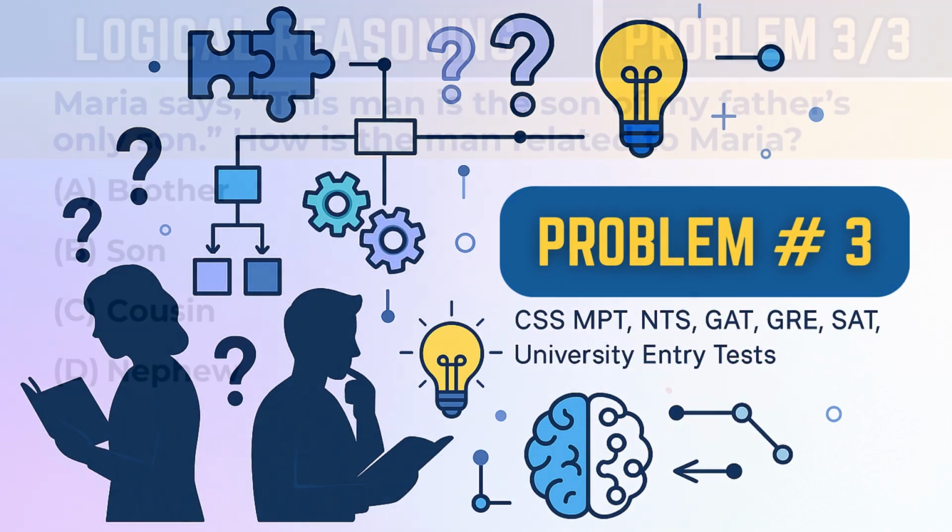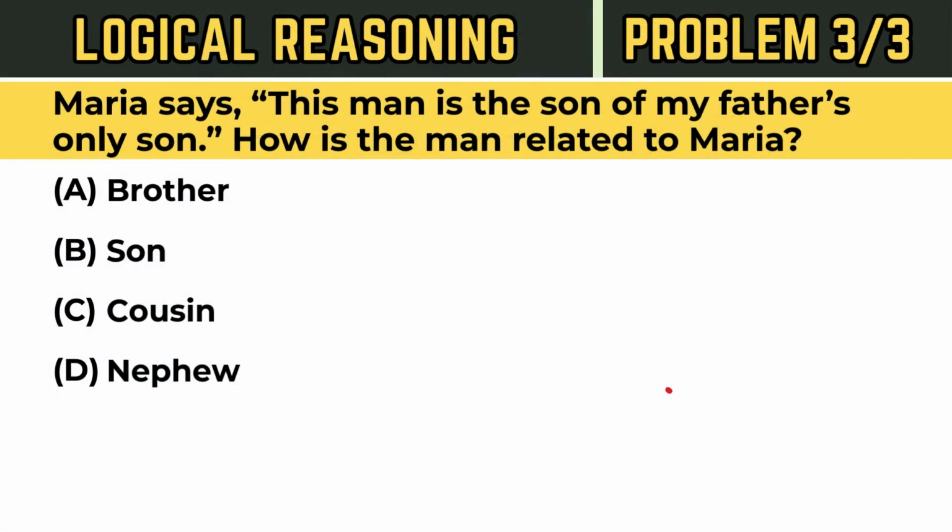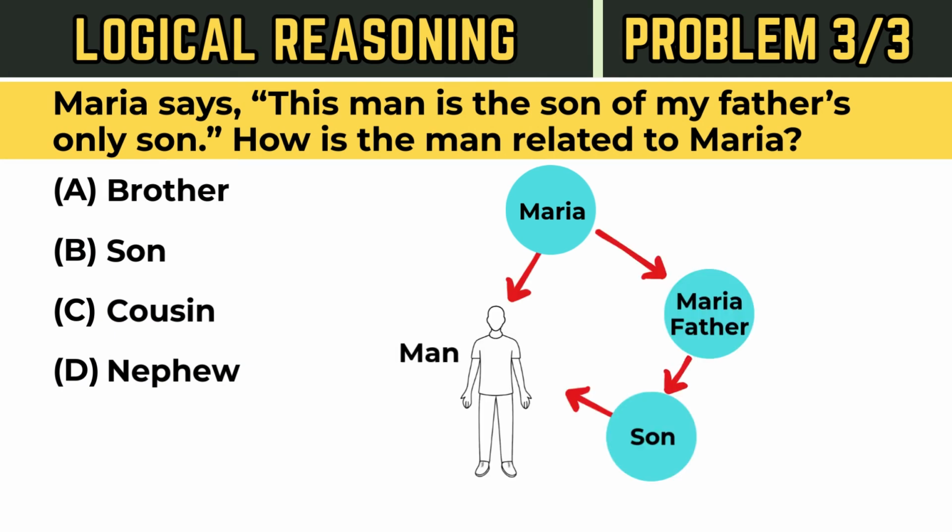Problem number 3. Maria says, "This man is the son of my father's only son." How is the man related to Maria? Now the picture is quite clear. The man's father is Maria's brother. So the man is the nephew of Maria.